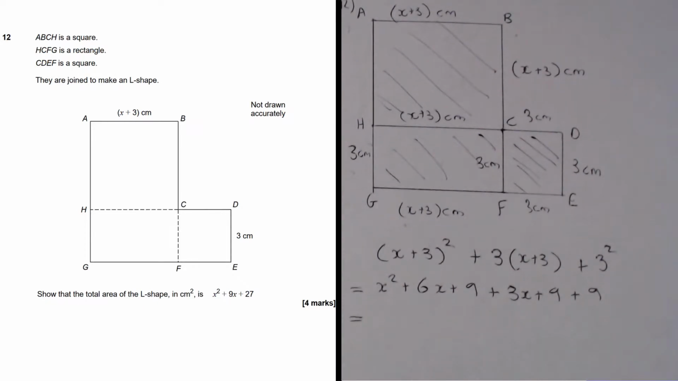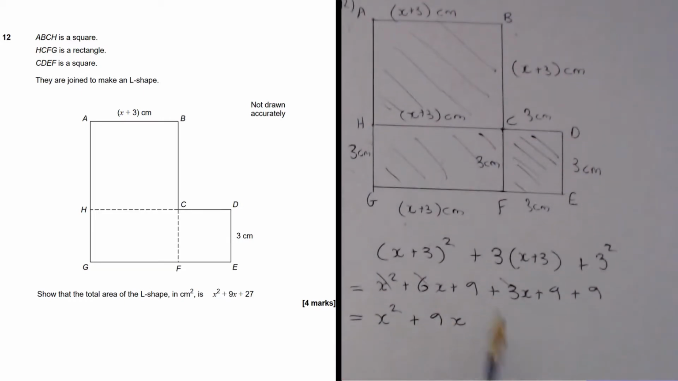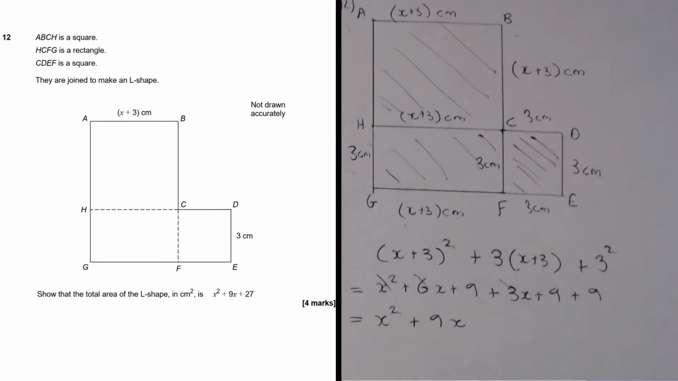Let's collect like terms. Well, we've only got one x squared term, so we leave that there, that's done. Let's collect our x terms, so we've got a 6x plus a 3x, well that's a 9x. And then we've got three constant terms, which are 9s, to add together, so we get 9, 18, 27. So the area of the total shape is x squared plus 9x plus 27, which is what we were asked to show.